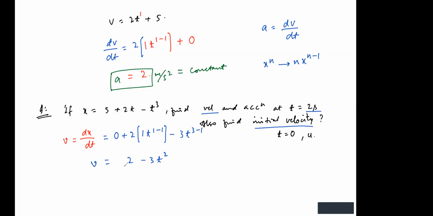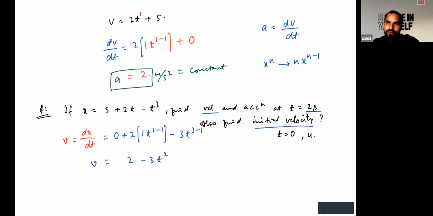First we have to calculate the initial velocity. For the initial velocity, just put time to be 0. So it will be 2 minus 3 times 0 squared. And 0 multiplied with any number would be 0, so we're left with nothing but 2 meters per second.